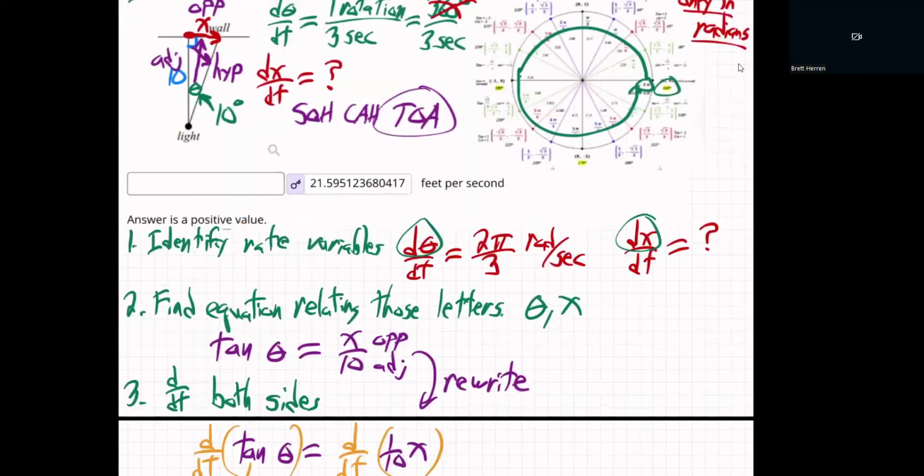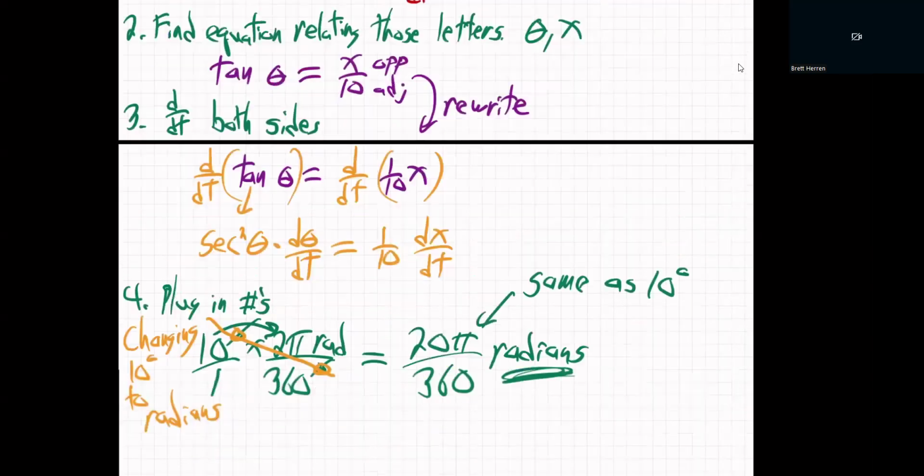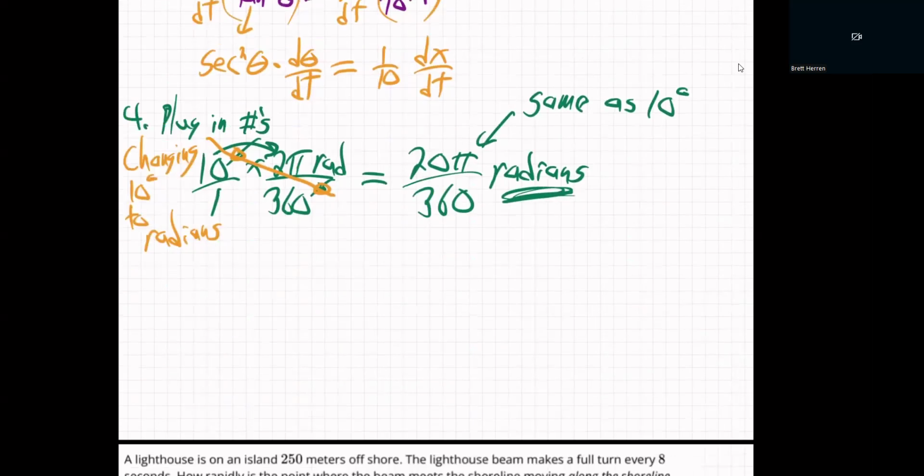So this angle then, 10 degrees, is the same as, what was it? 20 pi over 360 radians. So that's my theta angle. That's my theta now in radians. 20 pi over 360. Okay, back to the problem.